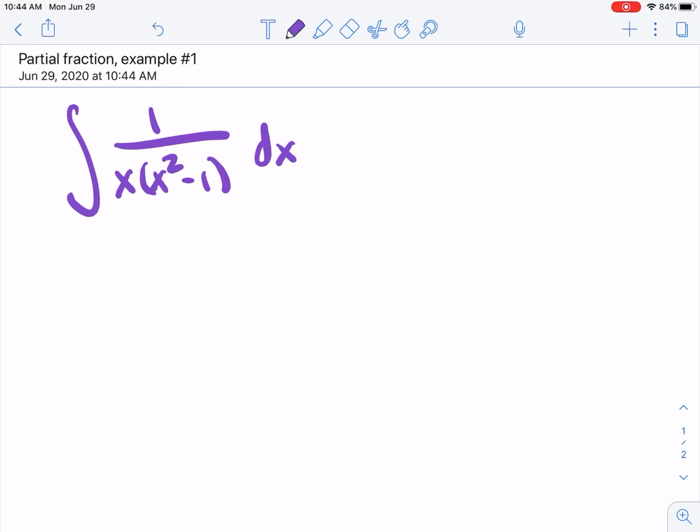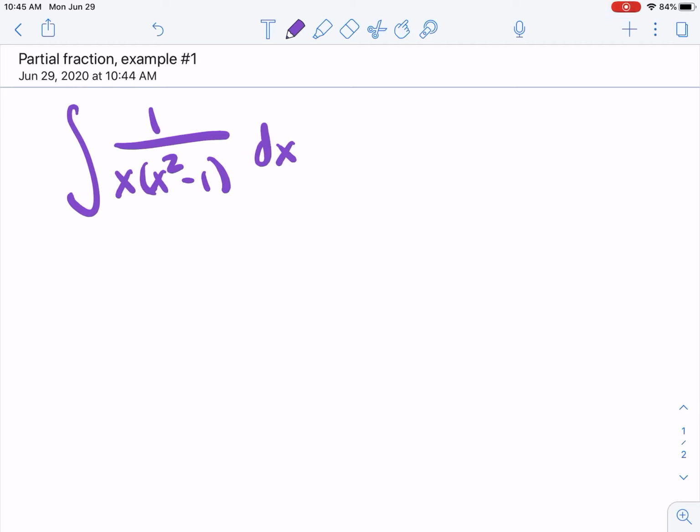All right, here's an integral that's challenging, and we don't really know what to do with it, but we recognize it as a rational function. It's one polynomial divided by another, and so we can think about splitting it up with a partial fraction decomposition. As I've said, this is just splitting it up using the common denominator process in reverse.